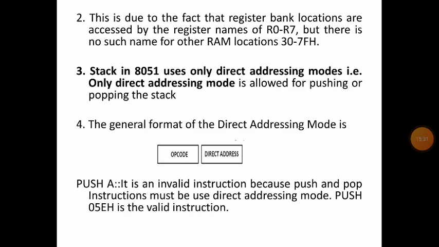Whatever I have explained now is represented in this point. This is due to the fact that register bank locations are accessed by register names R0 to R7, but there is no such name observed for the RAM locations 30 to 7FH. Right? The lower 32 bytes are occupied by this register bank, so we can directly call them R0, R1, R2 up to R7 instead of their memory location.